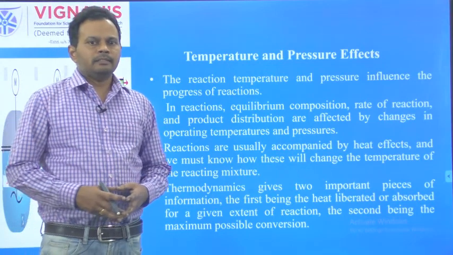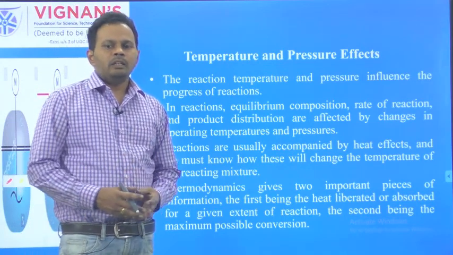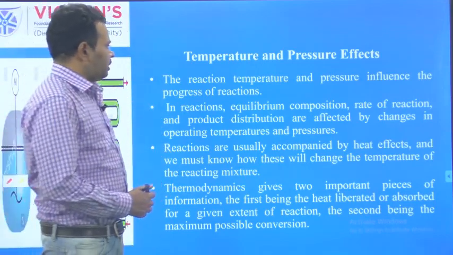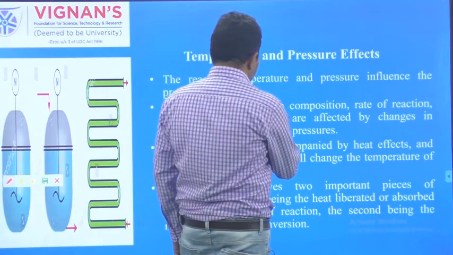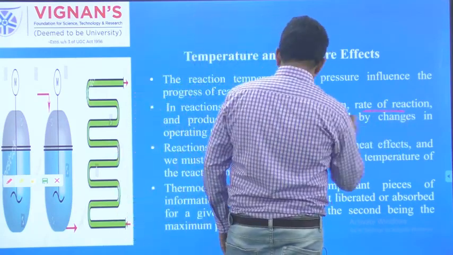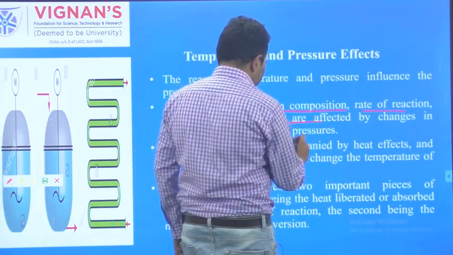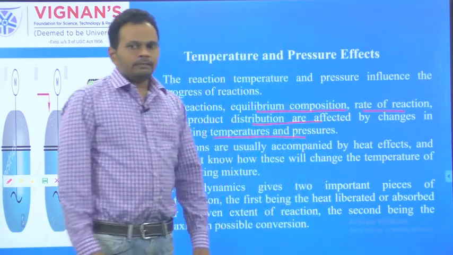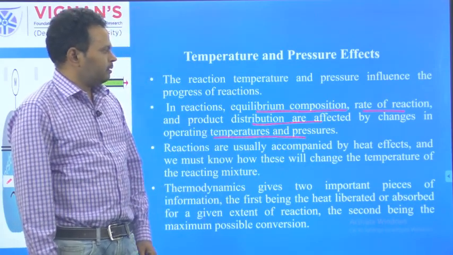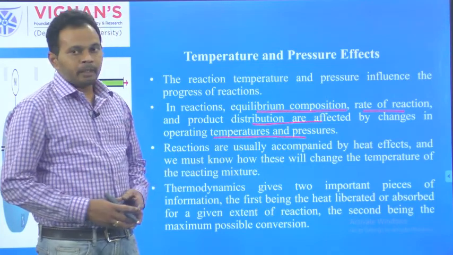The progress of reactions is nothing but the extent of reaction, which always says how much of the reactants gets converted to products. Second, for these reactions, the equilibrium composition, the rate of reaction and the product distribution are affected by changes in reacting temperature and pressure. Because of the effects of temperature and pressure, we can have variation in the rate of reaction and in the equilibrium composition.